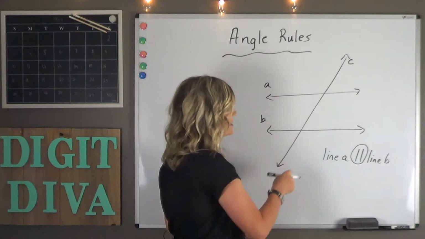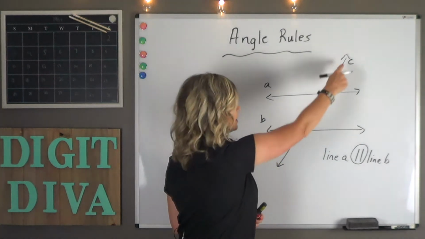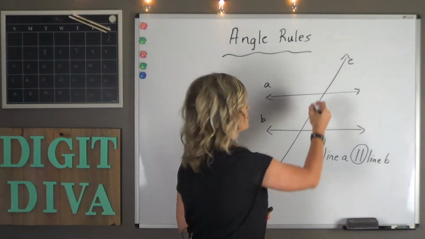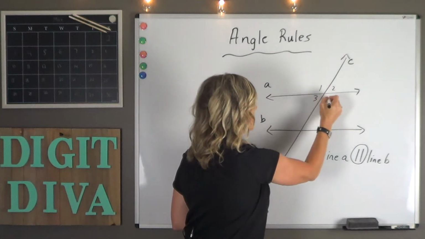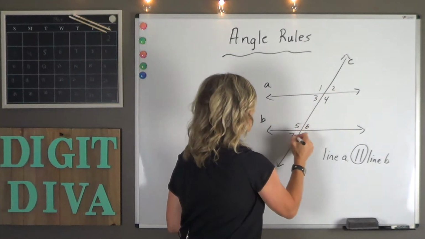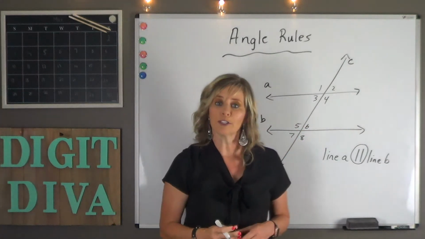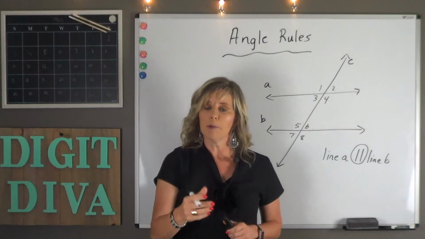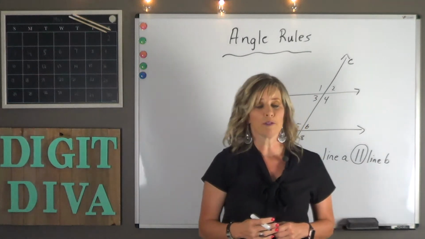And when this transversal intersects our parallel lines, 8 angles are formed. Okay? So we have 8 angles being formed, and we're going to discuss what type of angles are made when this happens. But before we begin, let's talk about complementary angles.